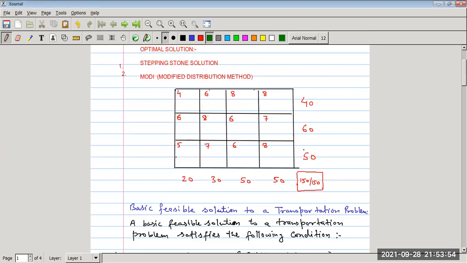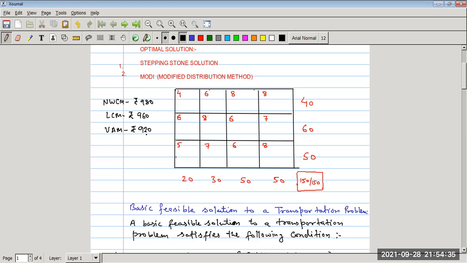So this is the problem. We have already discussed this problem in our previous video lectures. When we solve this problem by the northwest corner method, we get a transportation cost of rupees 980. When we solve this by the least cost method or minimum cost method, the cost reduces to rupees 960. When we use Vogel's approximation method, we find the cost is 920 rupees.